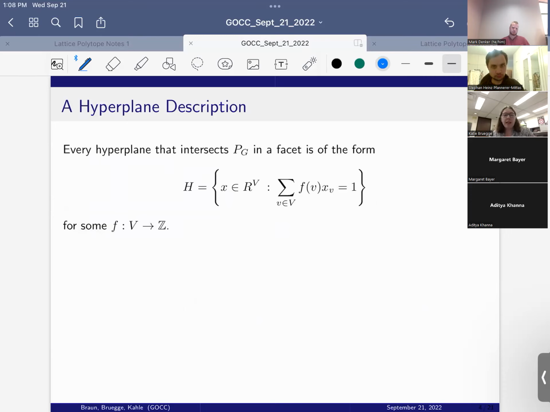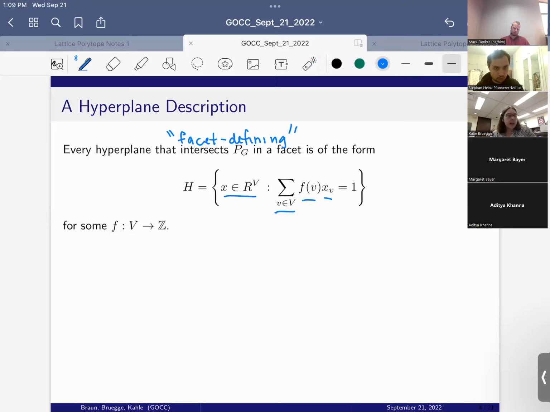Any hyperplane that intersects the polytope piece of G in a facet, we would call these facet defining or facet supporting. It is of this form where x is in this hyperplane if the sum over the vertices in the graph of f of v times xv is equal to 1, where f is some function from the vertices of the graph to the integers. So we can think of these functions as integer labelings of the vertices of the graph.